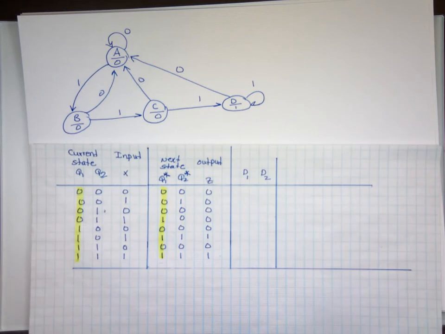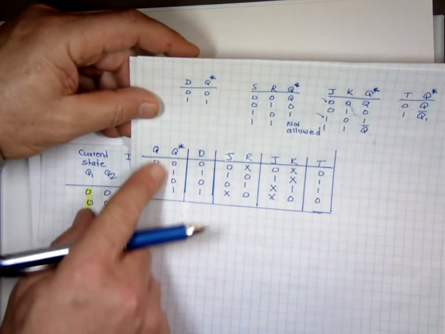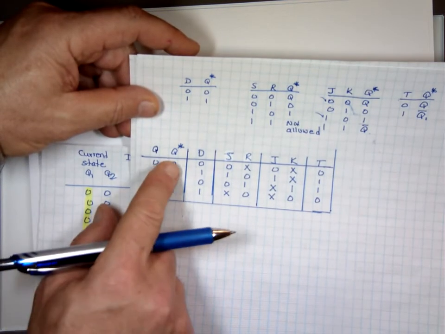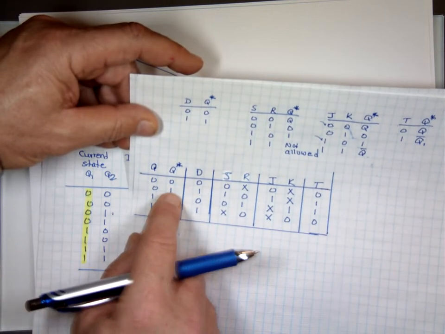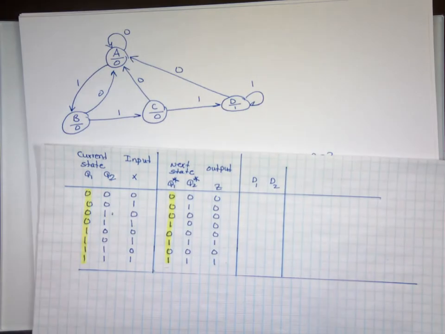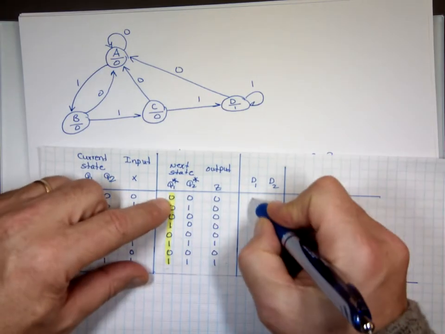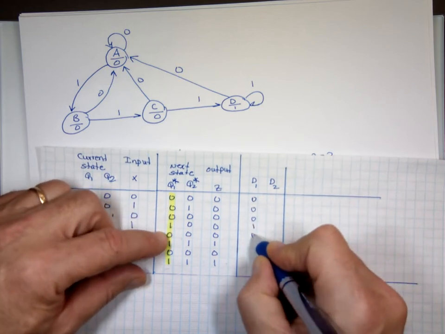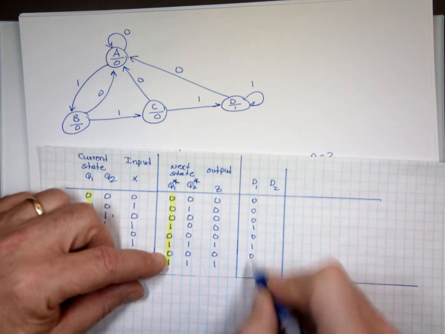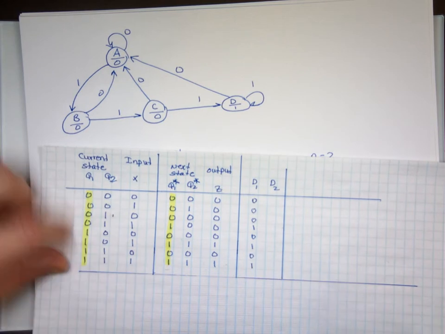Here's the good thing about the D flip-flop. D is always going to be the same as the next state. That's why it's called data flip-flop. See it? When this is 0, D is 0. When the next state is 1, D is 1. So basically, your D for 1 is going to be all these values: 0, 0, 0, 1, 0, 1, 0, 1. Doesn't matter what the current state is.